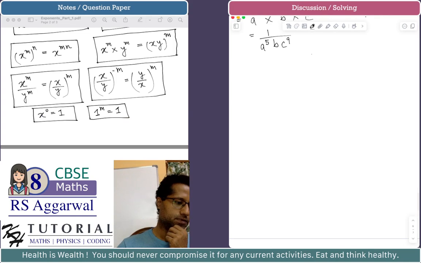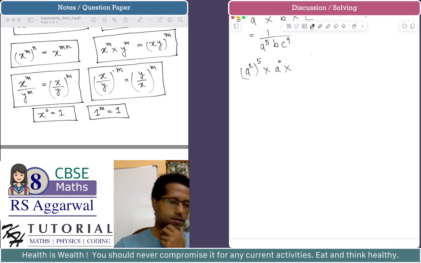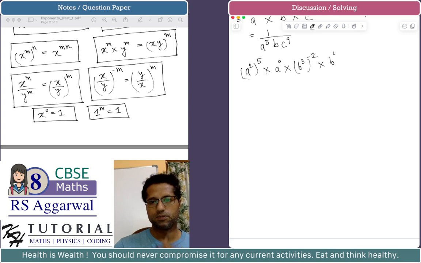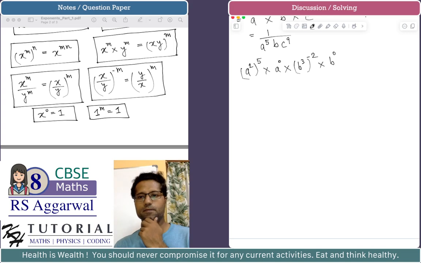So what will be the result of (a squared raised to the power 5 multiplied by a raised to the power 0 multiplied by b raised to the power 3), this whole raised to the power minus 2, multiplied by b raised to the power 0. Now, any non-zero rational number, even though it is not given what a and b are, always assume that in exponents the base is always non-zero.